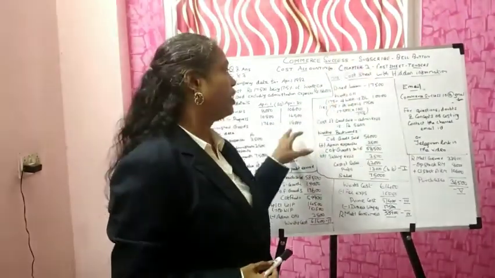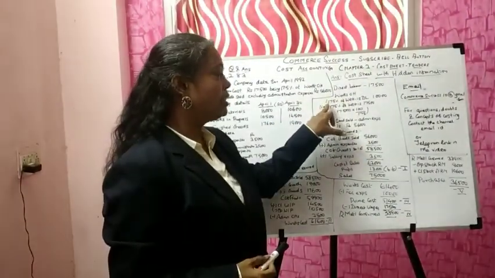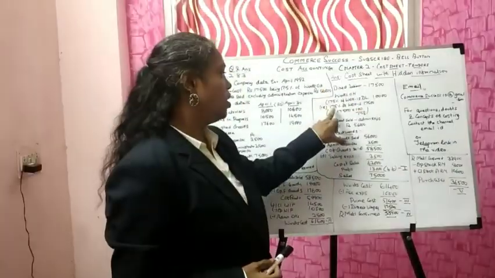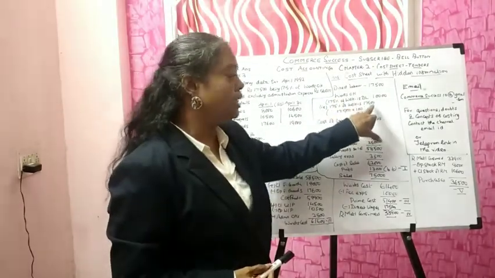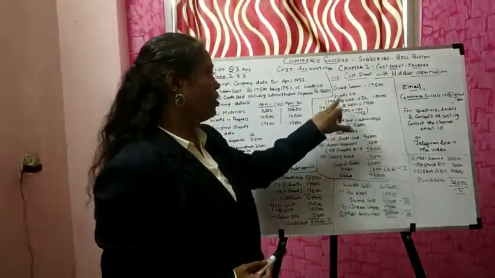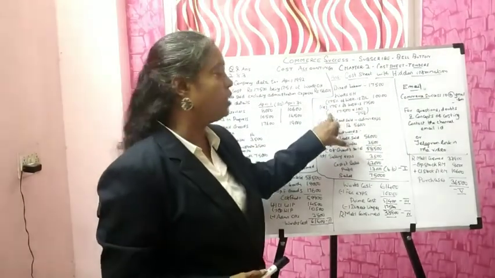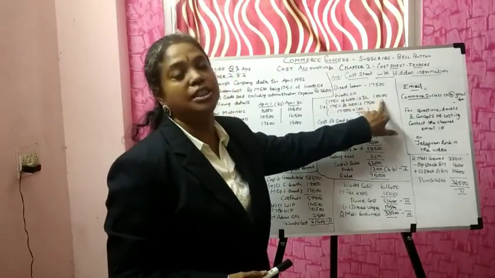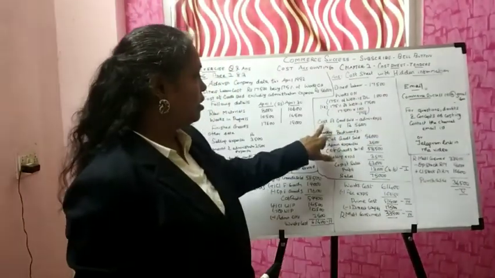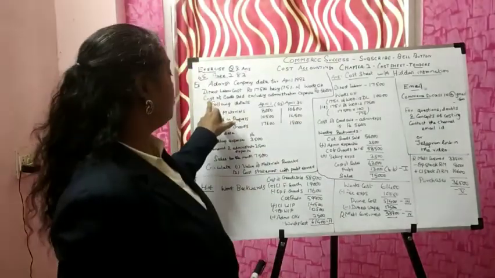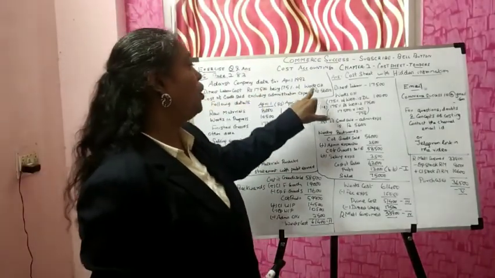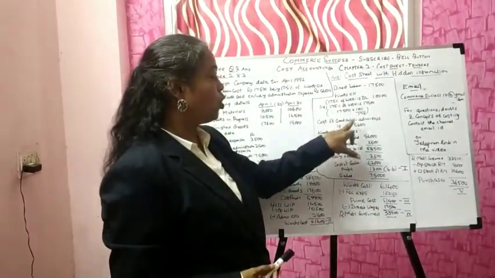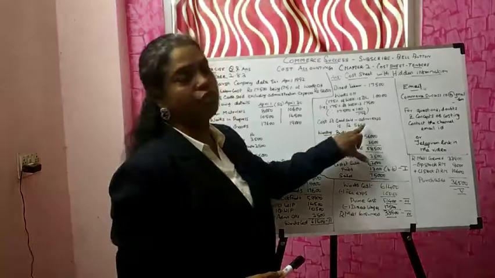Direct labor is 17,500. Then works overhead is given such that direct labor is 175% of works overhead. That means 175% of works overhead is 17,500. So if 17,500 is 175%, what is 100%? That is 10,000. So works overhead is 10,000. Next, the information given is that cost of goods sold excluding administration expenses is 56,000.